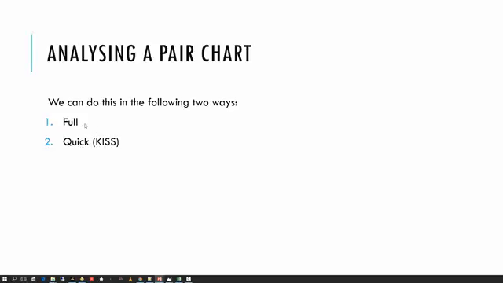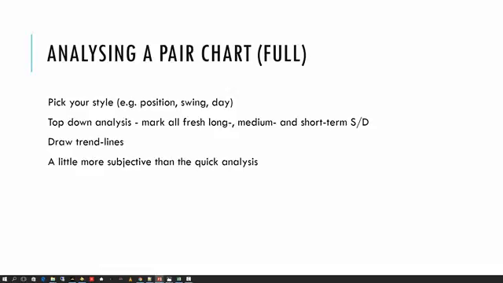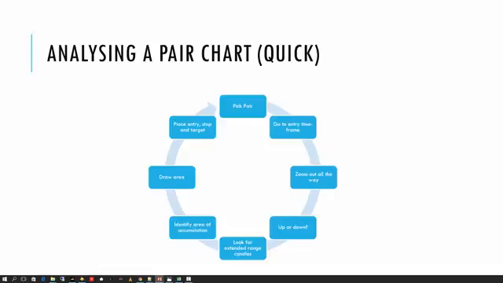But if you're not into all that hard work, then you can opt for the quick analysis method, which on a rare occasion I may use, and it looks something like this. It's very quick, you can almost automate it. The reason I've made it a cycle like this is because you can pick a pair, do analysis, go to the next pair, analysis, next pair, analysis.